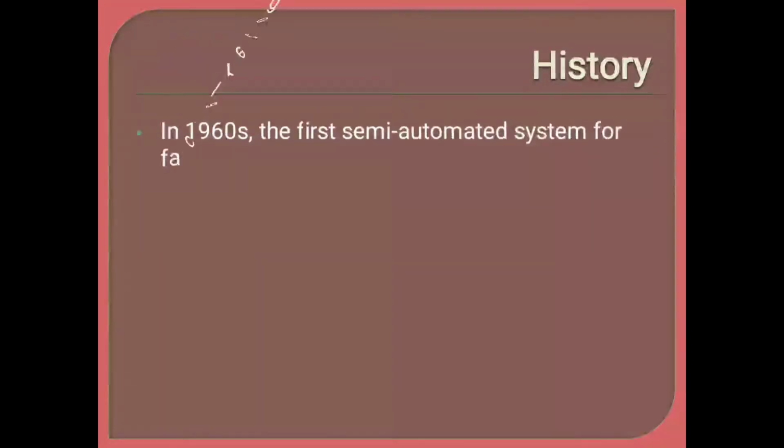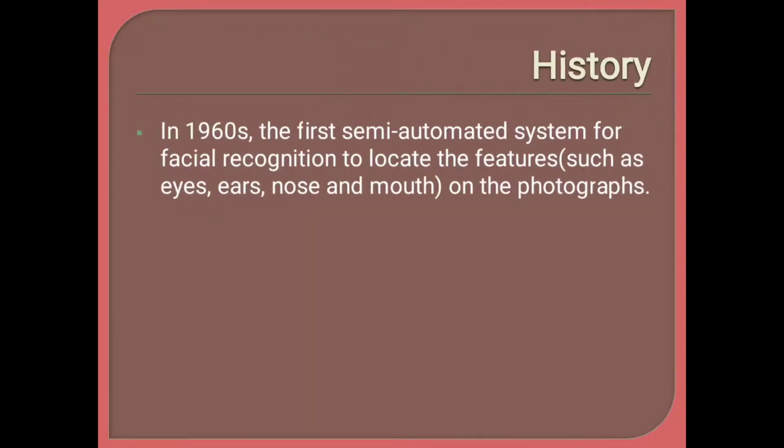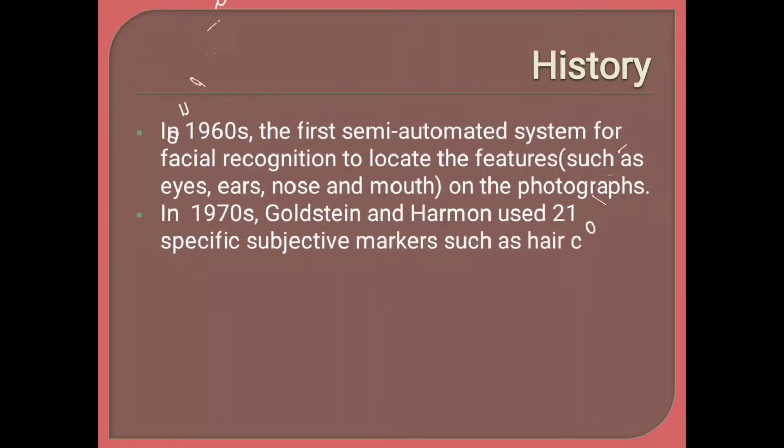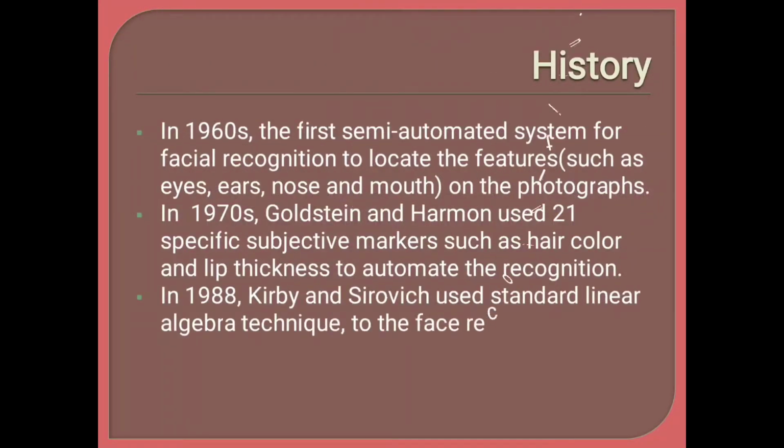History of facial recognition. In the 1960s, the first semi-automated system for facial recognition was used to locate features such as eyes, ears, nose and mouth on photographs. In the 1970s, Goldstein and Harmon used 21 specific subjective markers such as hair color and lip thickness to automate the recognition. In 1988, Kirby and Sirovich applied a standard linear algebra technique to face recognition.